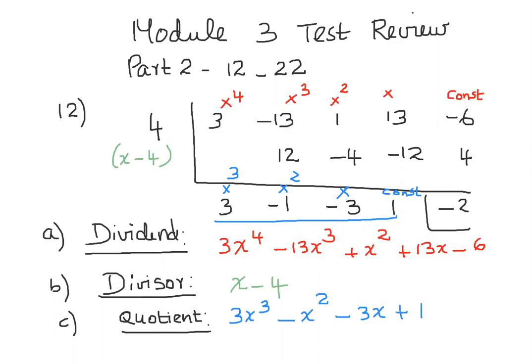And the last one is the remainder. We have to find the remainder. Remainder is the last in the box. Inside this box, this is our remainder, which is negative 2. Okay. So let's go to problem number 13.